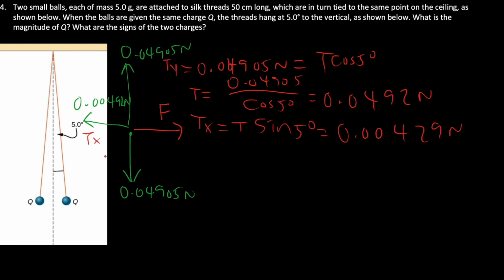So those two forces must have the same magnitude. So Tx, the magnitude of Tx must be equal to F. And this is Ty here. And this is gravity. So this force F must be the electric force. So electric force needs to cancel out Tx, so the ball is in equilibrium. So let me write this down. The magnitude of Tx must be equal to the magnitude of F. And we know the magnitude of Tx is equal to 0.00429 Newton.